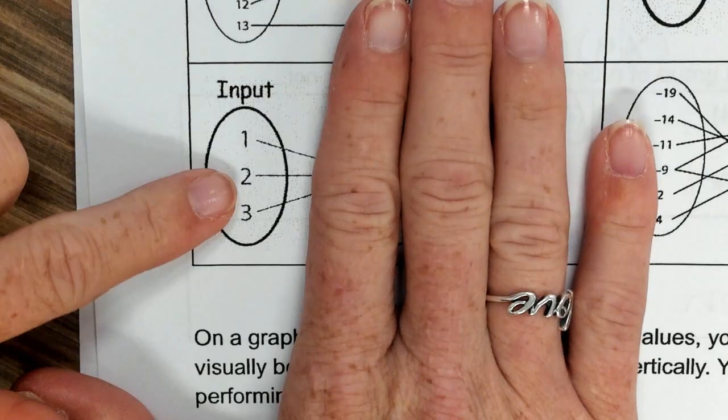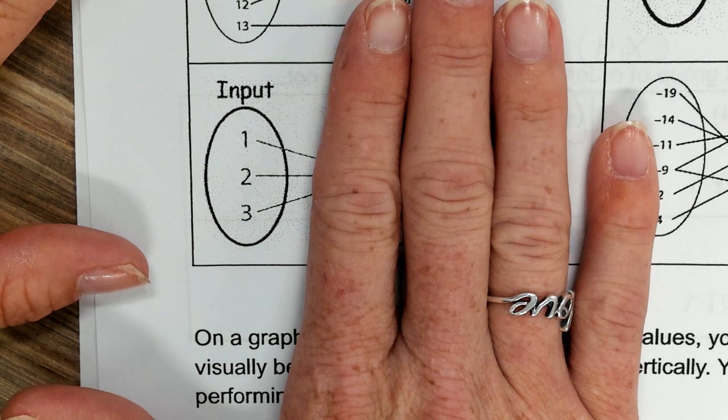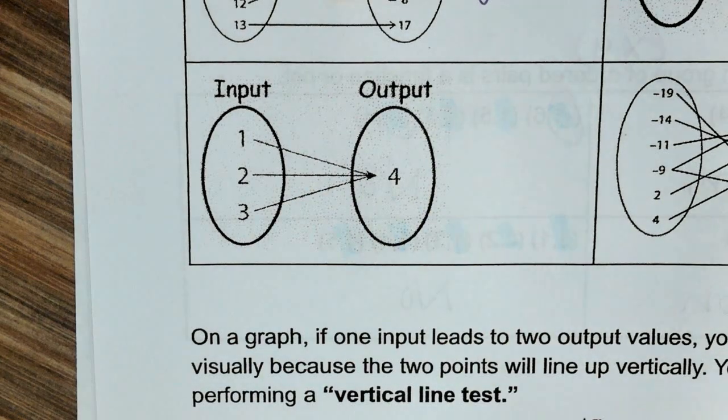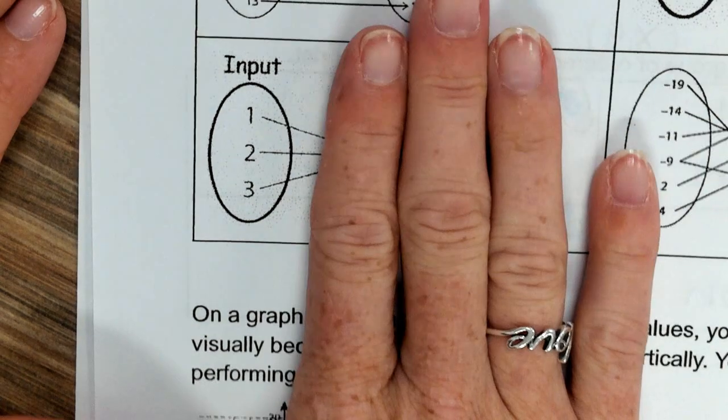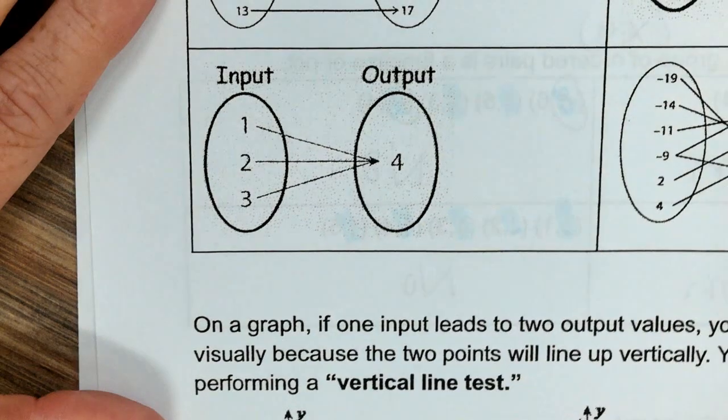How about this one? So do y'all see why I said cover up the outputs? Because that's going to confuse you. That it's all going to the 4. We don't care about the outputs. We don't care about them. Does every x have one line coming out? Yes. Then it's a function.